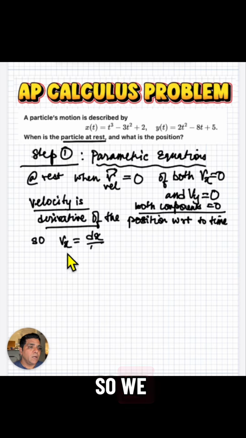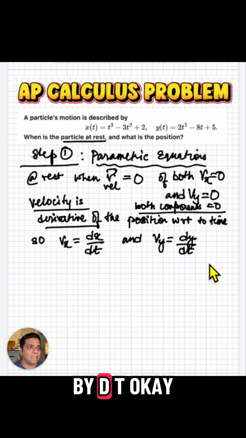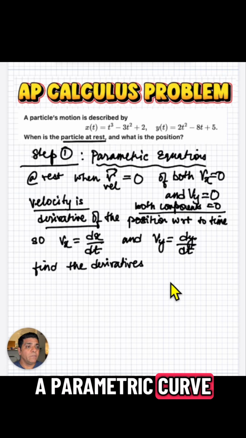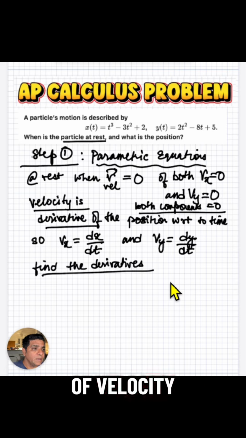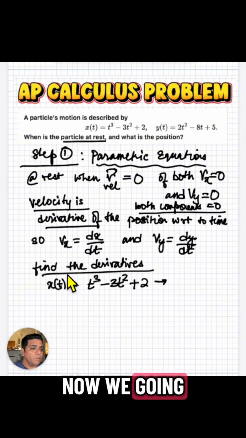So for the x component, the velocity is dx by dt, and for the y component, it's dy by dt. Two components, as you have a particle on a parametric curve: the x and y components of velocity are the derivatives of the position. Now we're going to find the derivatives.